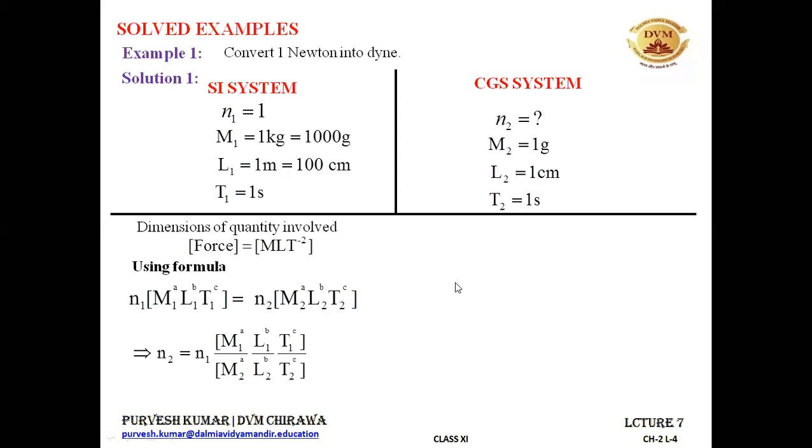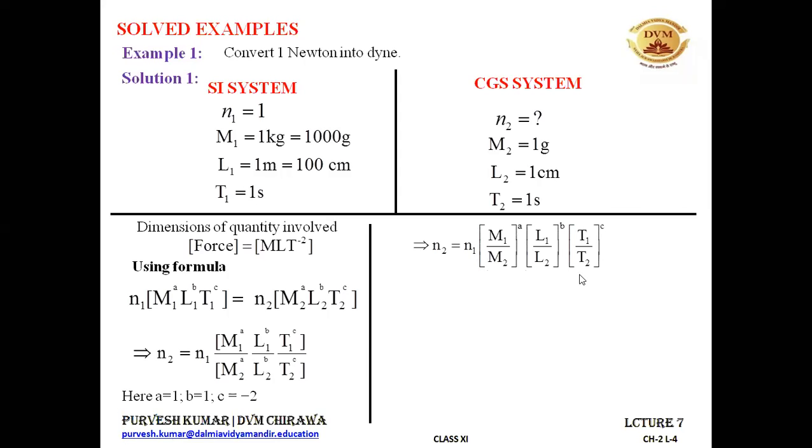For example, x square upon y square, we can write as x upon y whole square. If we have x cube upon y cube, we can write it as x upon y in brackets, to the power cube. Similarly, I have m1 to the power a divided by m2 to the power a, so we write m1 upon m2 to the whole power a. The formula gets modified like this: m1 upon m2 whole power a, l1 upon l2 whole power b, and t1 upon t2 whole power c. So this is what we are left with.